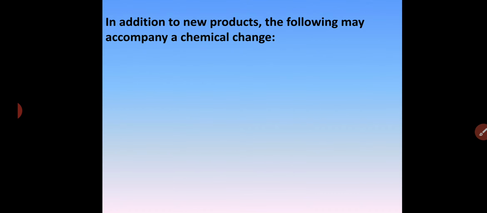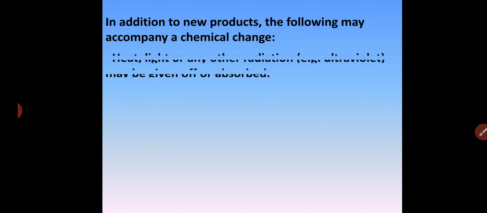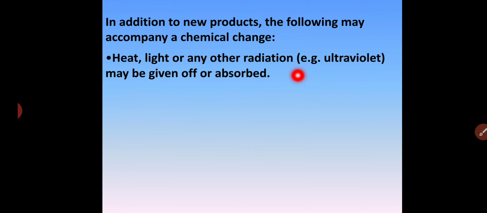Now, in addition to new products, the following may accompany a chemical change. Whenever a chemical reaction is going on, these things will happen. Heat, light, or any other radiations may be given off or absorbed. Means sometimes it will give off light, heat, and energy, and sometimes it will absorb heat, light, and energy.